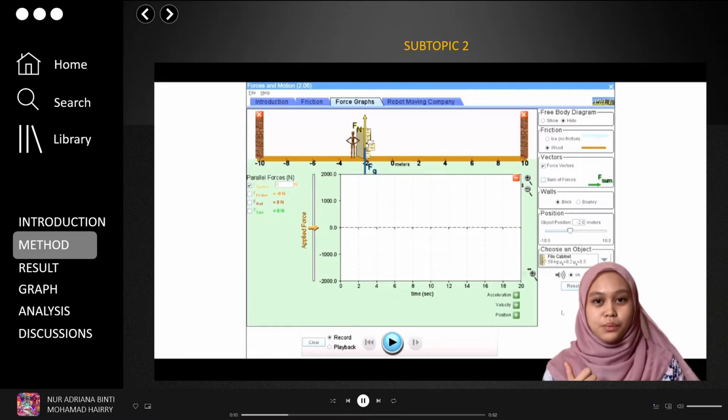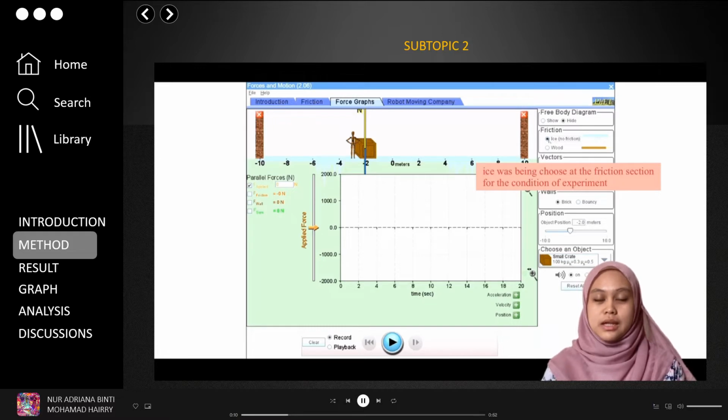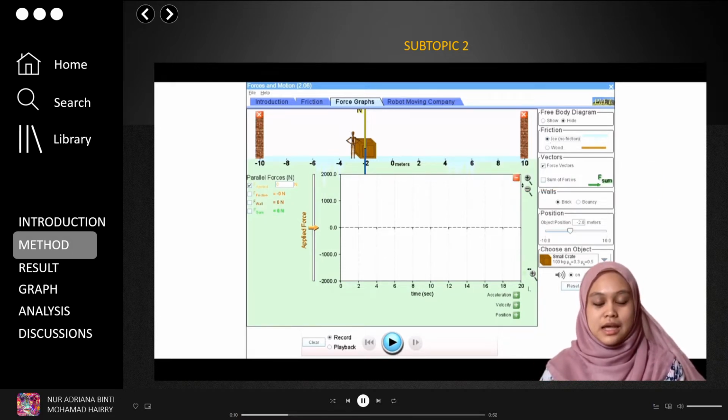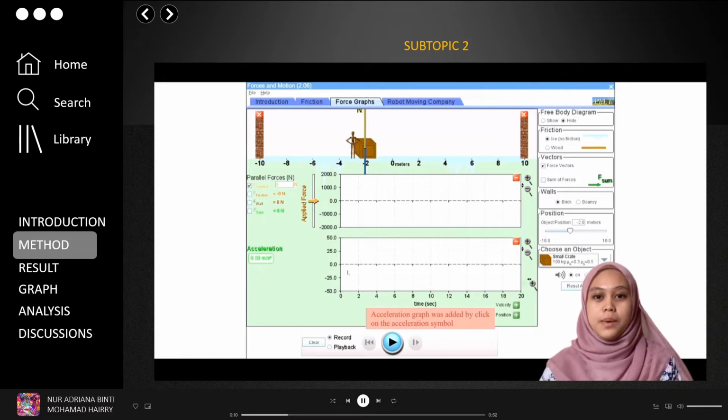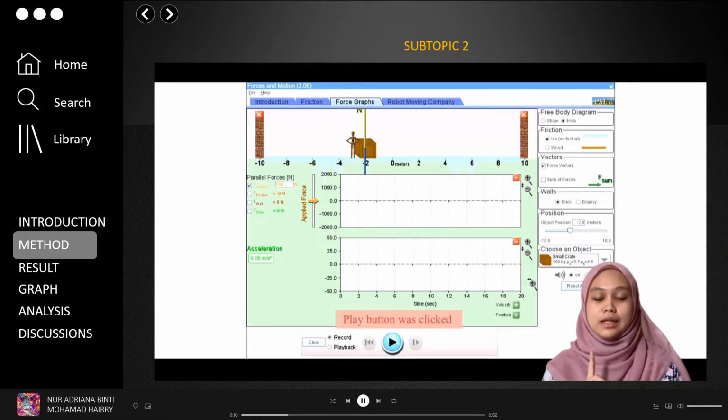Then the screen will appear. The parameters were adjusted. First, small crate was chosen as the object. Second, ice was chosen at the friction section for the experiment condition, which is no friction. Lastly, the acceleration graph was added by clicking on the acceleration graph as shown. Then, before the experiment begins, the force was adjusted. The force applied is 500 Newton. Then, the play button was clicked.